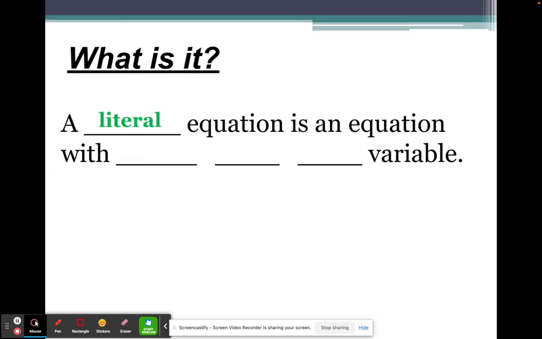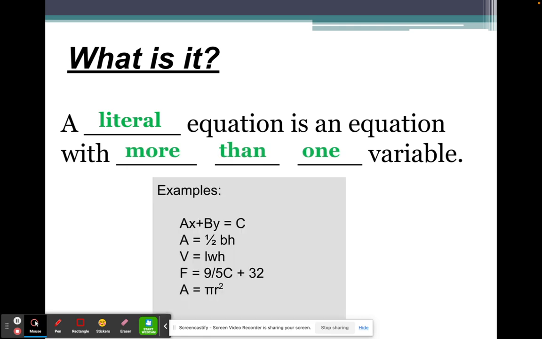Since I threw out the phrase literal equation, we probably need to know what a literal equation is. A literal equation is just an equation with more than one variable. Some examples: ax plus by equals c. We'll be seeing this a lot in the future. This is the standard form of a linear equation.